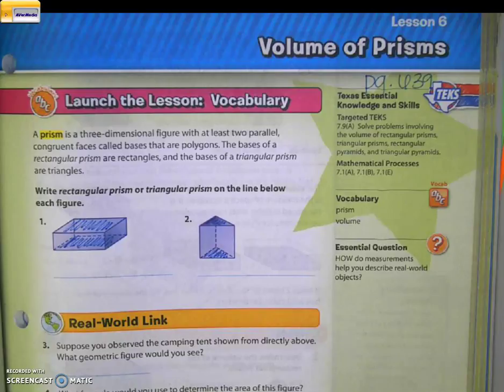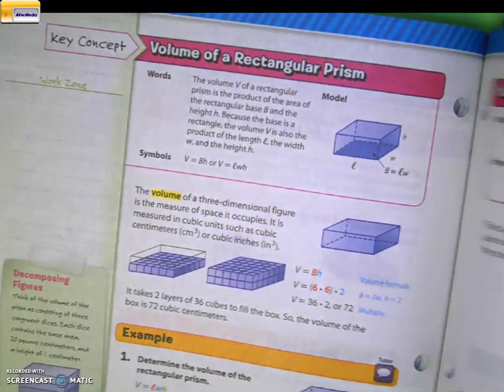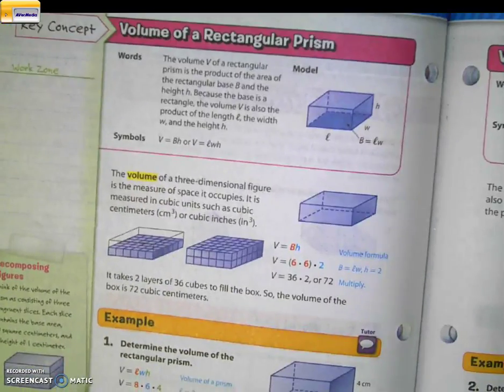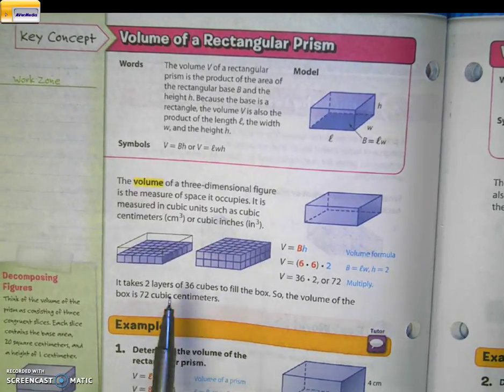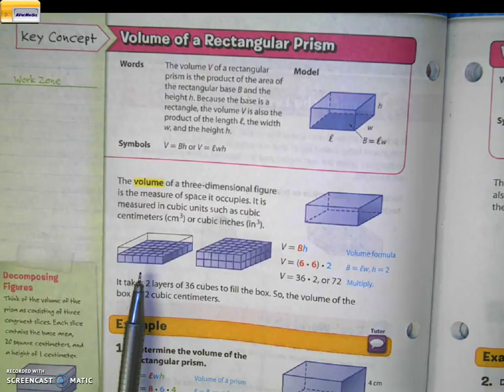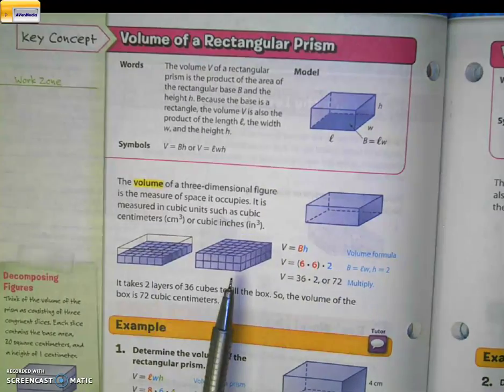Okay, so let's talk a little bit about what volume is. So I'm going to jump to page 640 of your book. Let me move my book around here. And let's talk a little bit about what volume is. Now volume is basically, if I were to take a three-dimensional shape, like this rectangular prism here, how many cubes would it take to fill it up?